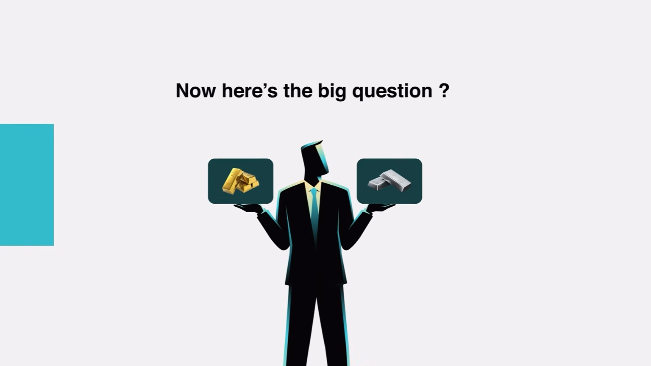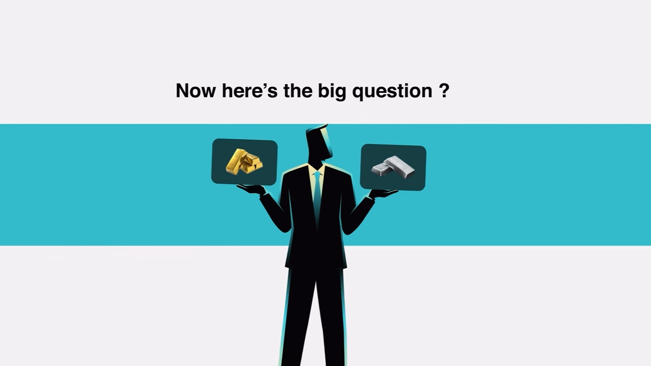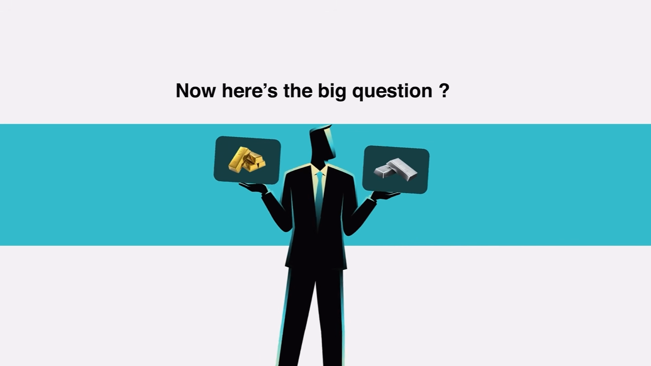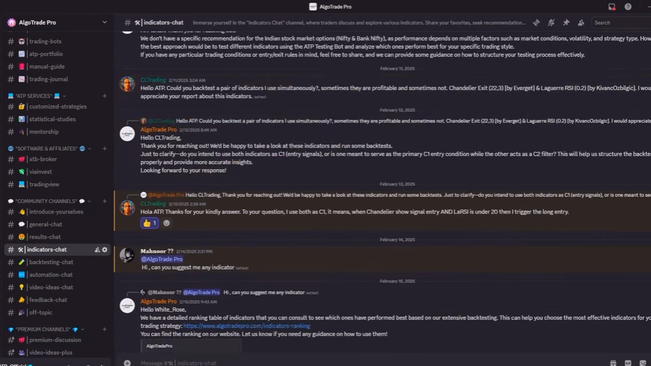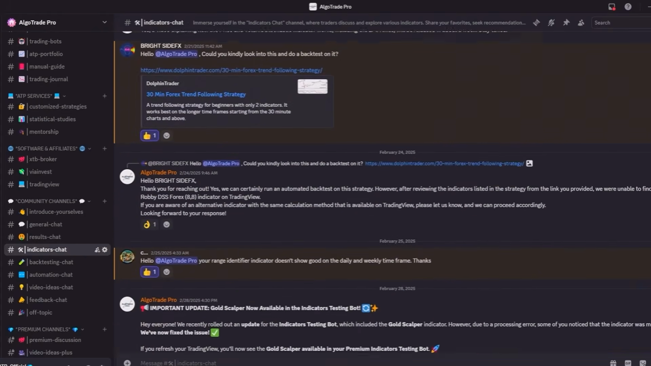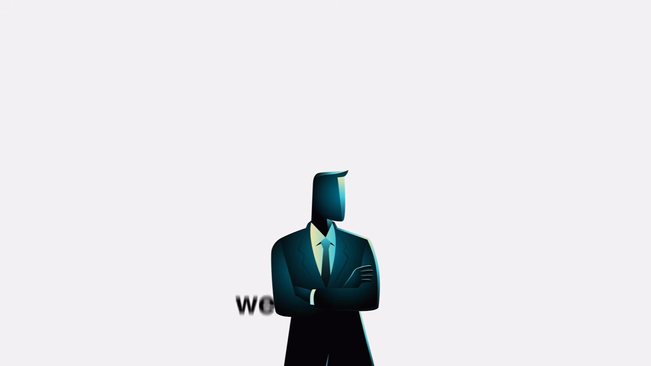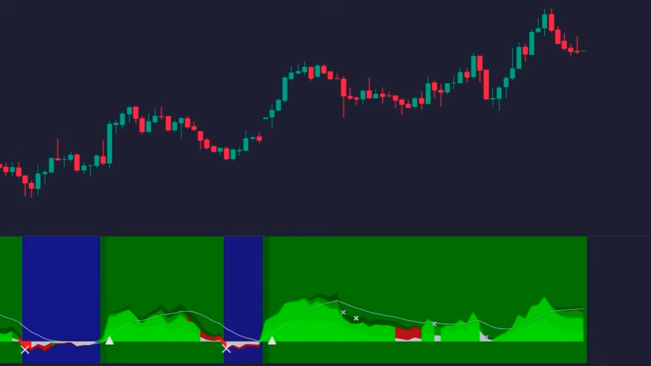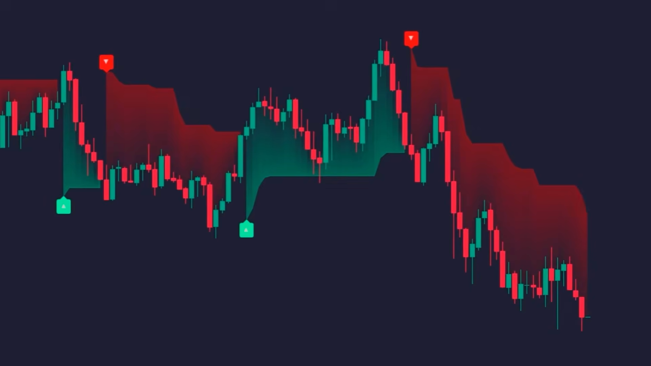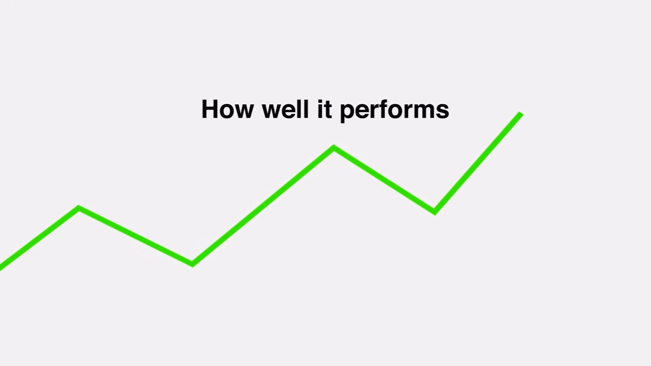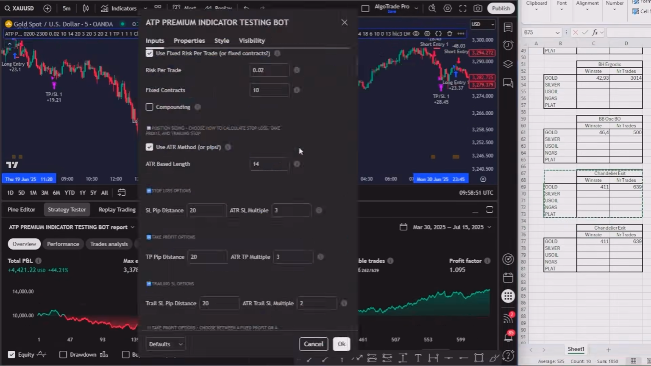Now here's the big question, how do we choose the best trigger indicator for scalping gold and other commodities? On my free Discord community, this question appears almost every single day. But the answer is simple, we test them. Because no matter how good an indicator looks on the chart, we never really know how well it performs until we run a decent backtest.